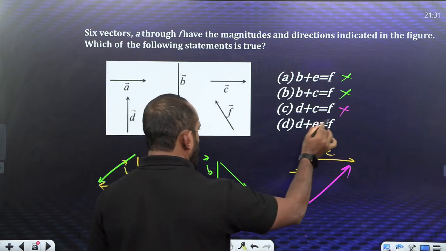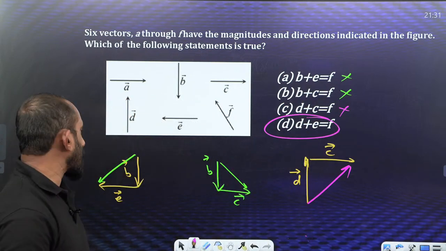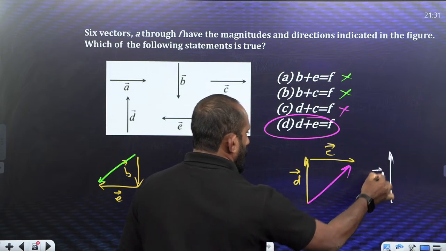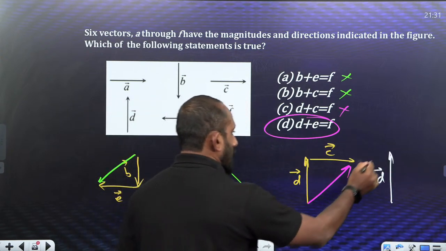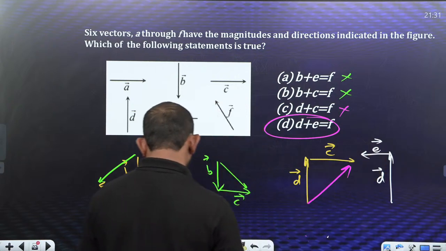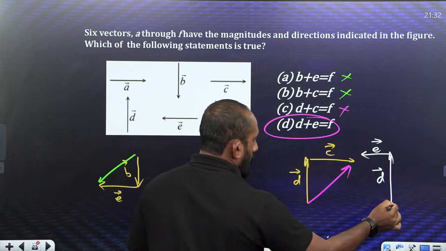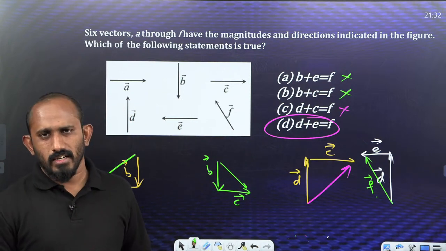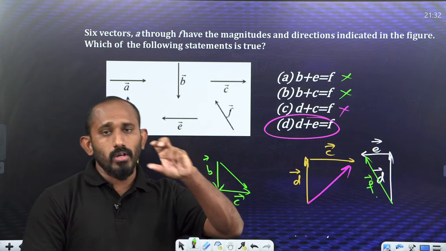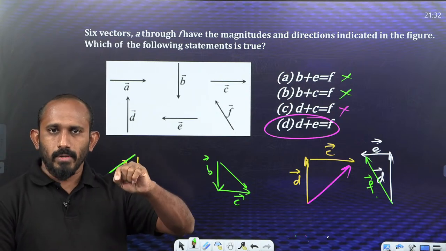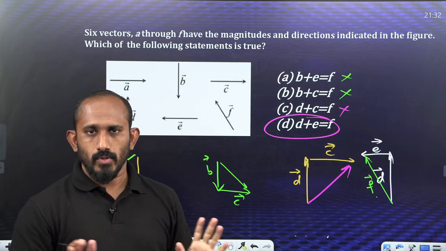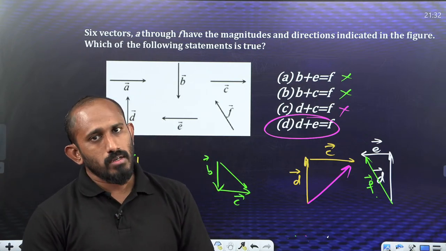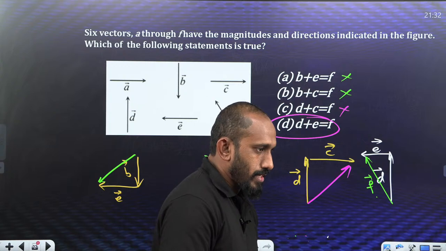Then the option D plus E is equal to F is the correct answer. Check, this is vector D, then E is along this direction, then vector F you get along this direction, from the tail of D to the head of E, so that is F correctly. So D plus E is the correct answer. It is a trial and error method only. The rule you should know: the tail of the second vector should be kept on the head of the first vector, then the resultant will be from the tail of the first vector to the head of the second vector, which is the third side. Is it correct? Yeah. Great, Magistri and Kavi.